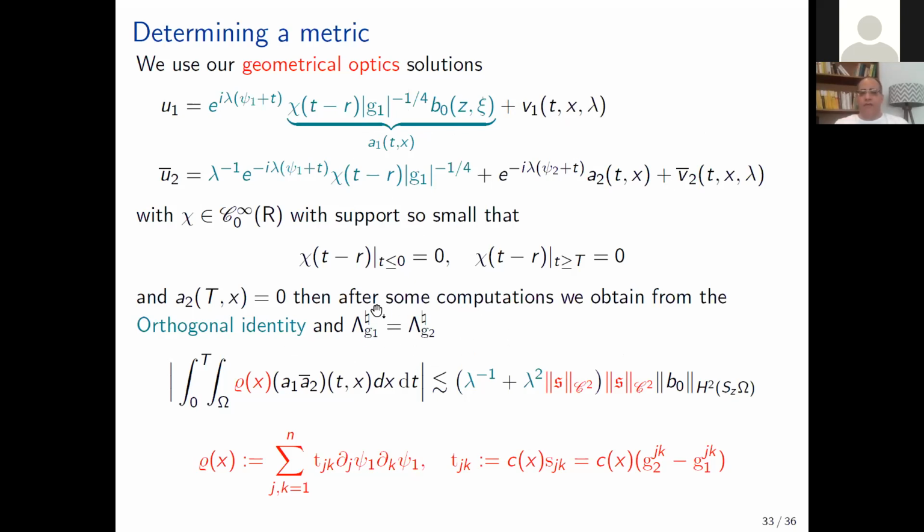If you have the same partial Dirichlet-Neumann map, we apply the orthogonal identity, we can obtain this estimate. Here rho is some function which can be expressed with the symmetric tensor S. S is G2 minus G1, can be estimated by lambda minus one plus lambda square, the norm of the tensor S, multiplied by the norm of the angular part of the amplitude, B0. B0 depends only on the angular variable itself.